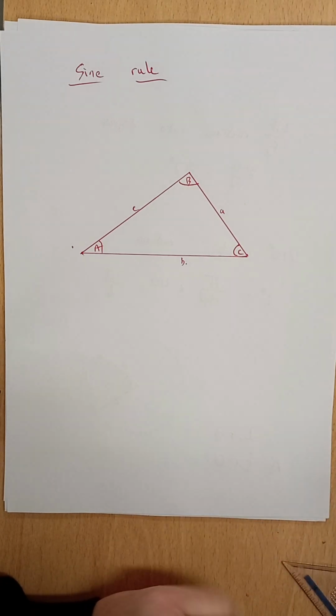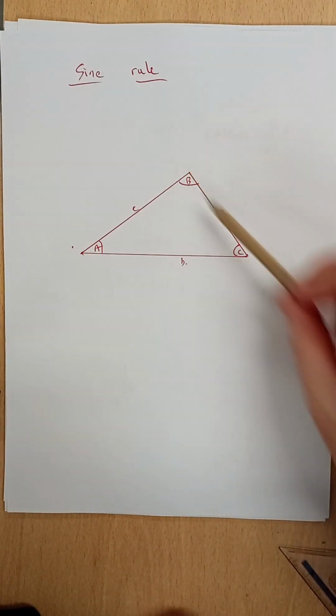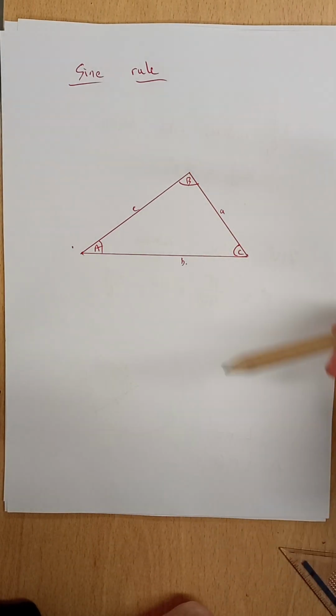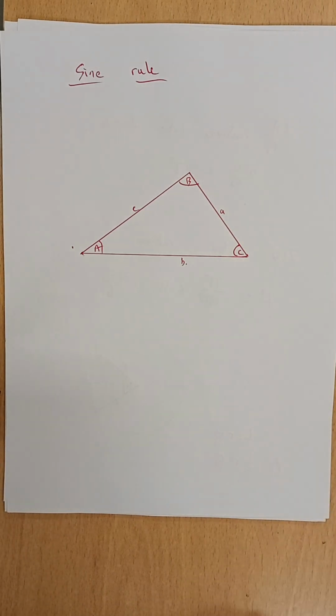Hello everyone. So, sine rule. Let's consider a triangle ABC. It's a non-right angle triangle, so we can't use Pythagoras to find a missing side or a missing angle. So we have to have some other strategy.